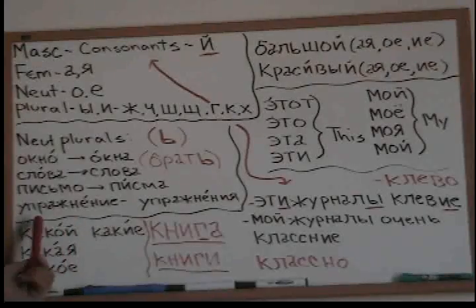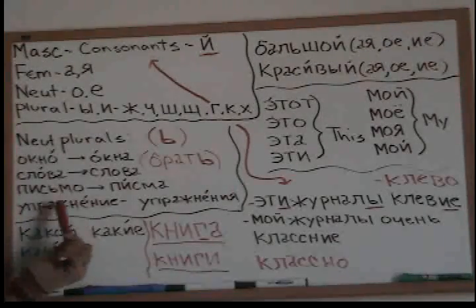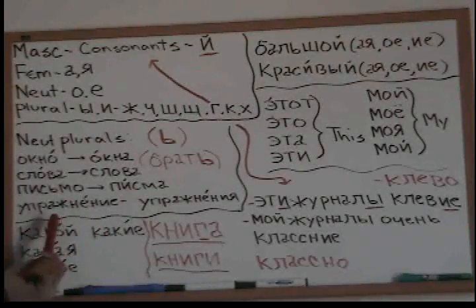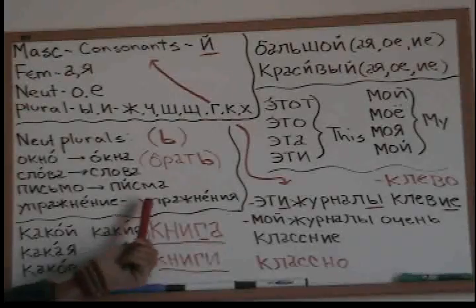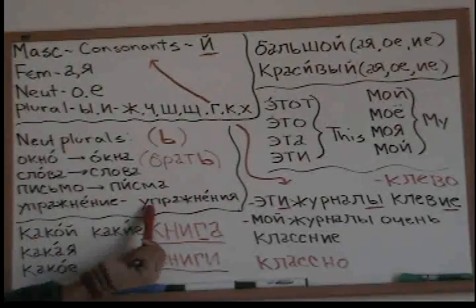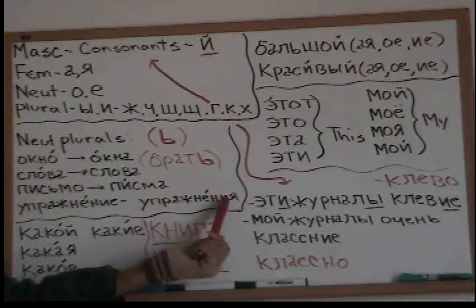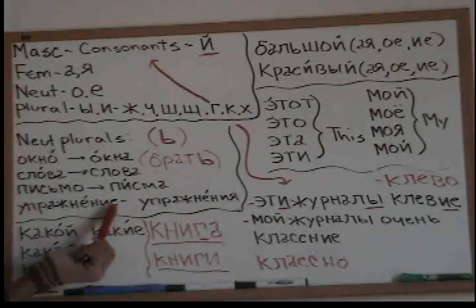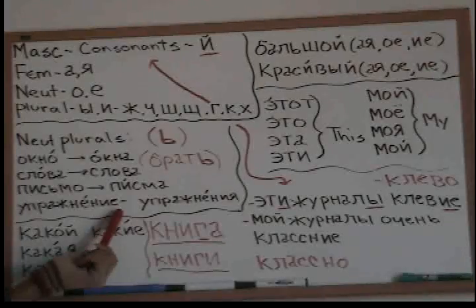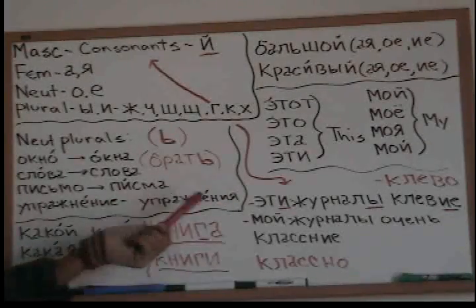Упражнение. This means exercise. If you want to make it plural, this neuter noun ends with a ye. You want to say exercises, it will be упражнения. So when you have a neuter noun ending in e and you want to make a plural, you just drop that. It becomes ya.